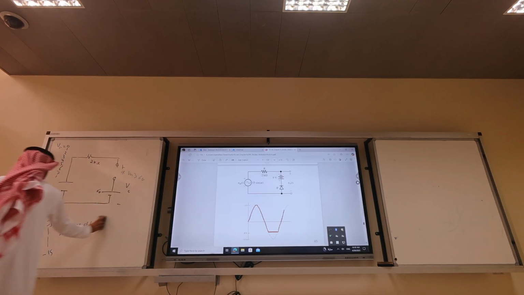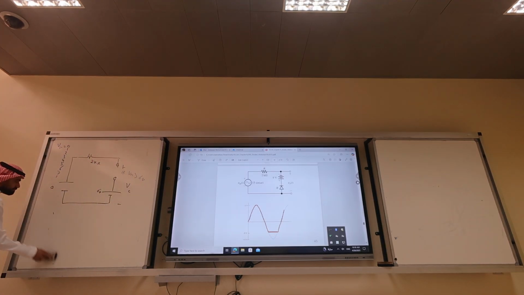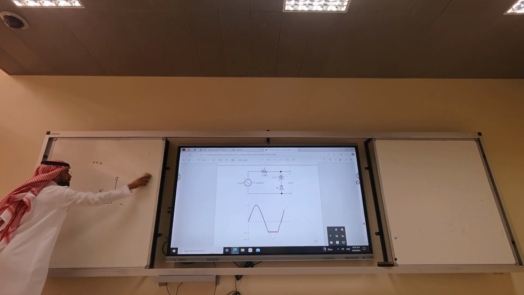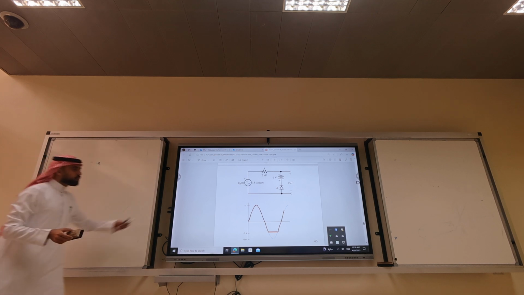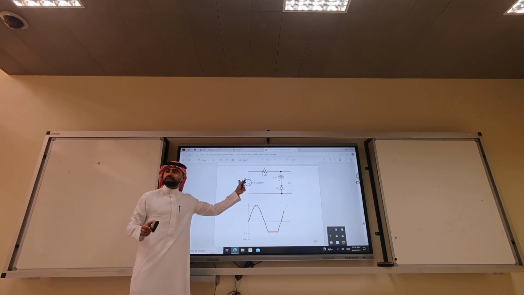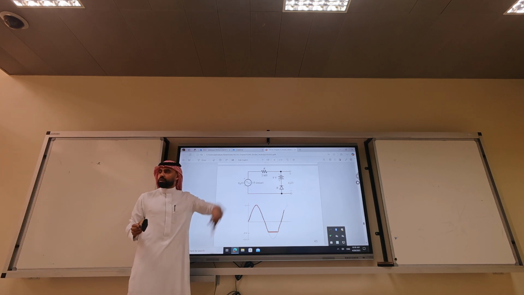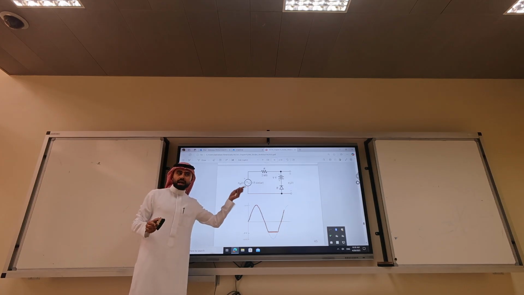We flipped the diode and we flipped also the battery. We always try to make a guess, right? But now we don't need to make a guess. Why? Because you have an AC signal. If you have an AC signal, you expect the diode to be on and off. So you need to do the way I analyzed it.